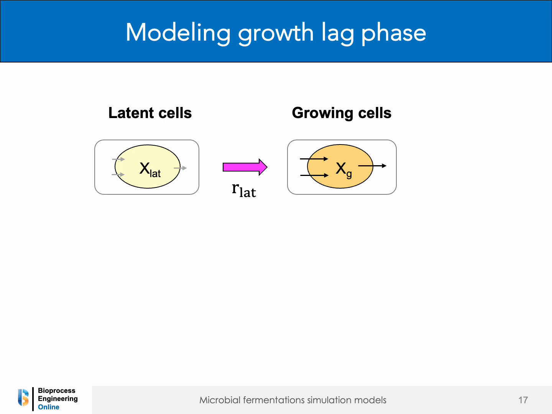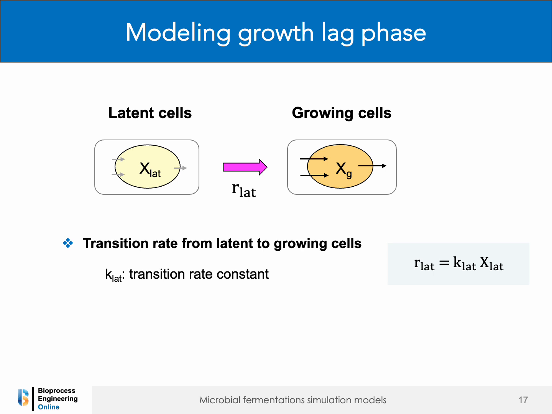The initial latency phase of fermentation is conceptualized by assuming that, initially, the inoculated cells reside in a latent state characterized by minimal substrate consumption and growth rate. These latent cells, X-lat, gradually transition into actively growing cells, Xg. The transition rate, denoted as R-lat, measured in grams of cells per liter per hour, is assumed to be proportional to the concentration of latent cells X-lat, with K-lat representing the first-order transition rate constant. The value of K-lat determines the duration of the latency phase. A higher K-lat results in a shorter latency phase.